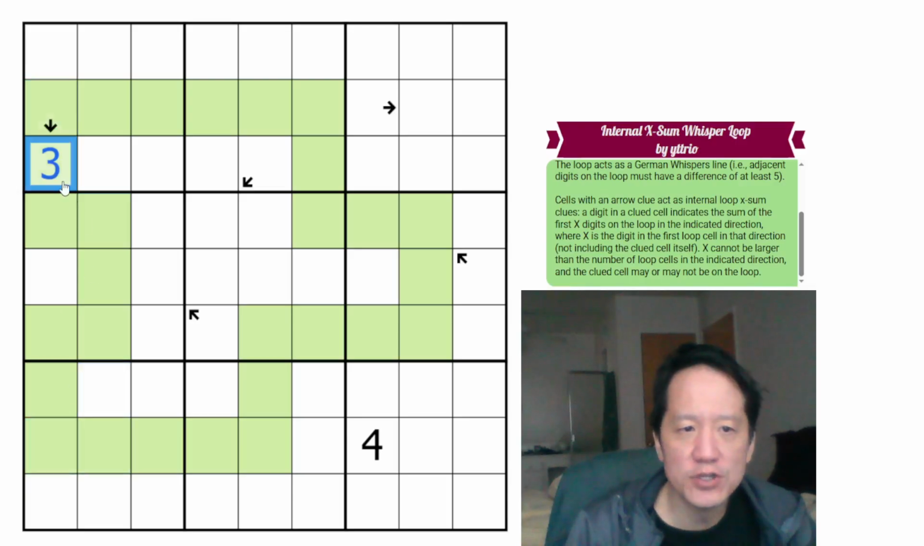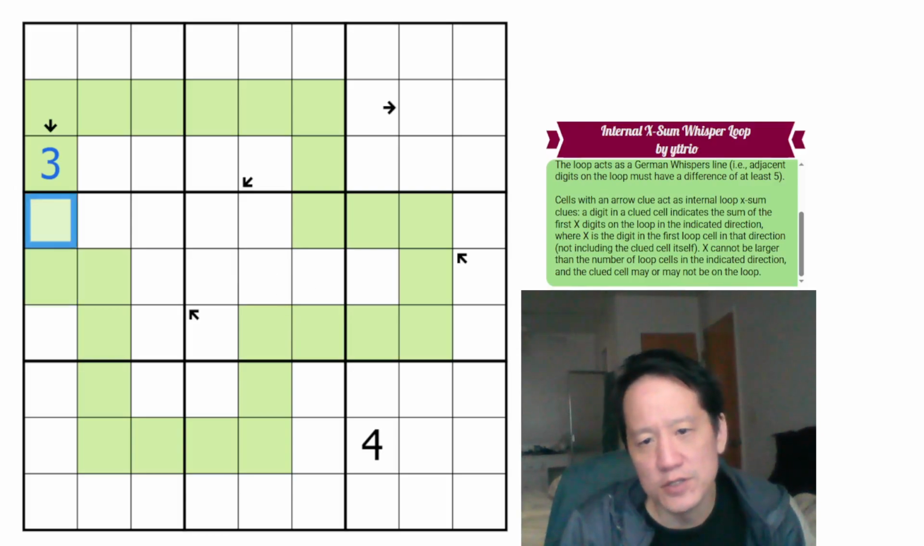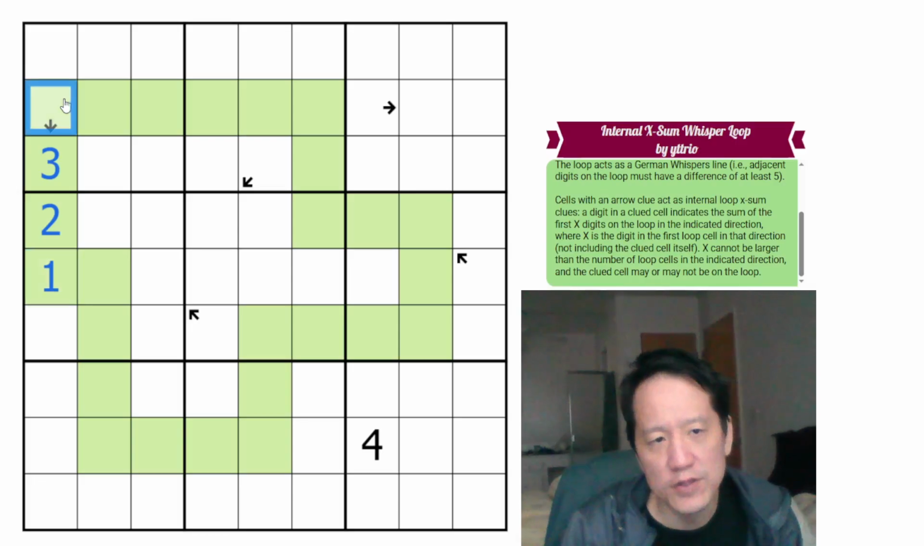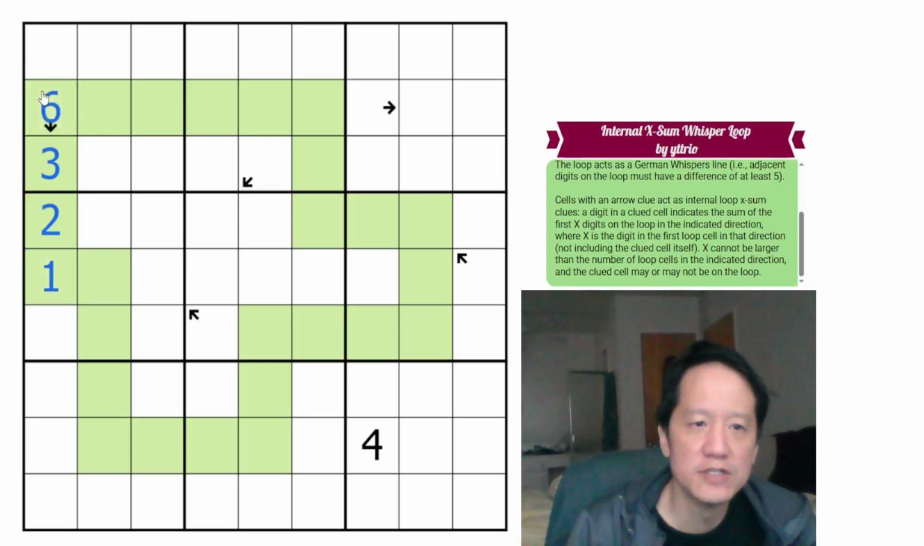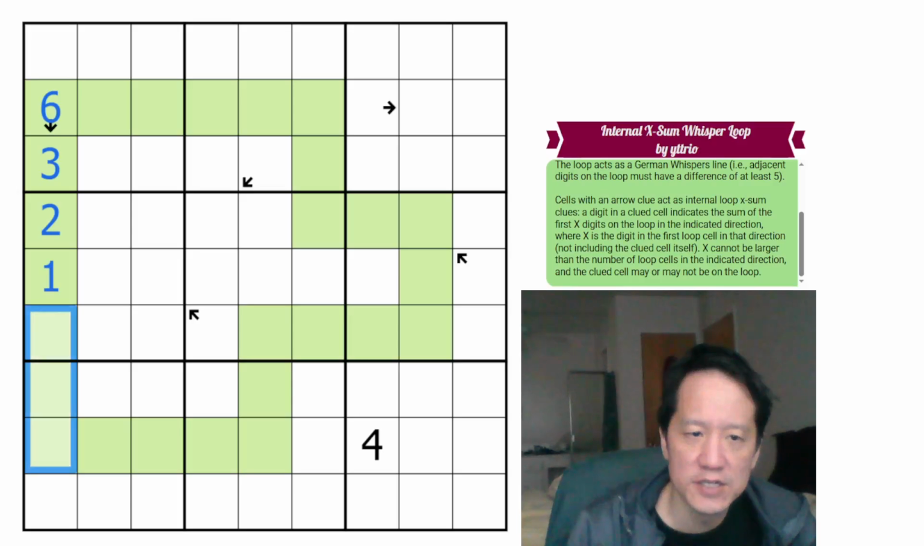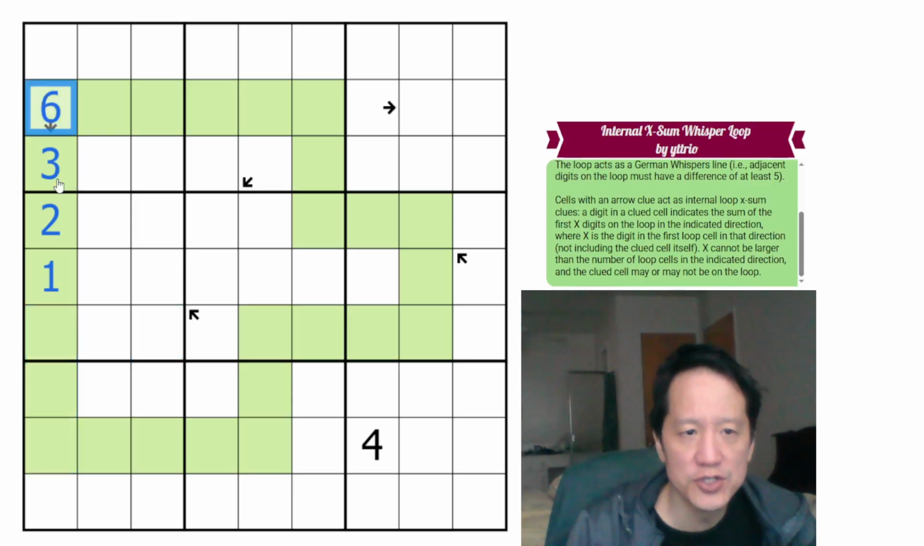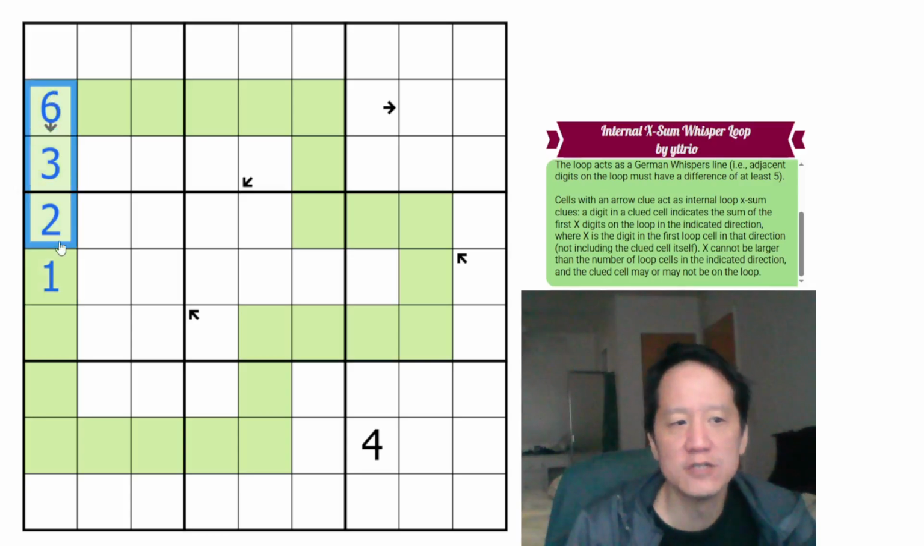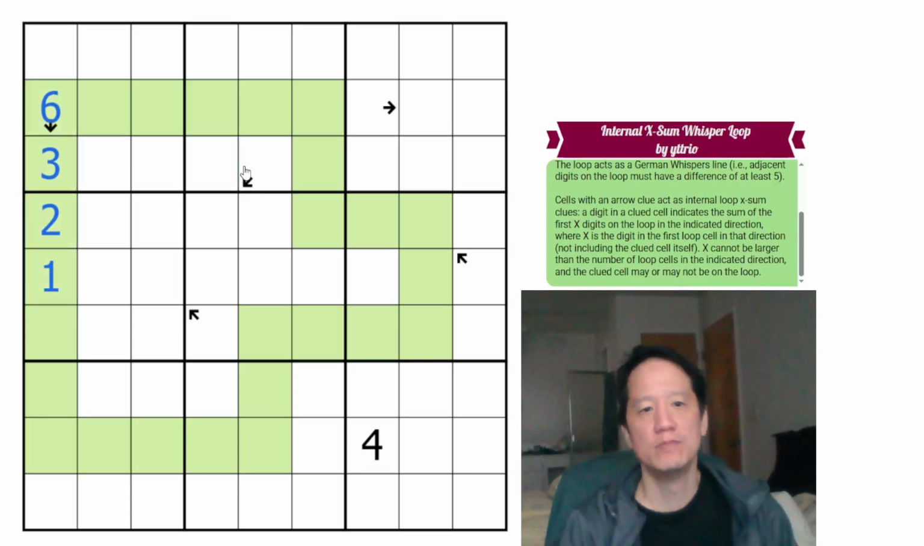But I hope that was clear. So basically, say as an example here, this was 3, this was 2, and 1. This would have to be 6, because this would be the sum of the first 3 digits on the loop. And even this example is still 6 because it's still the sum of the first 3 digits, which is 3, 2, and 1 that are on the loop. And that's an example of how these arrow clues work.